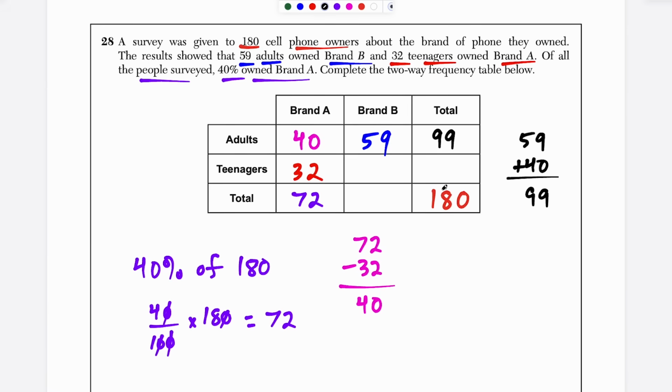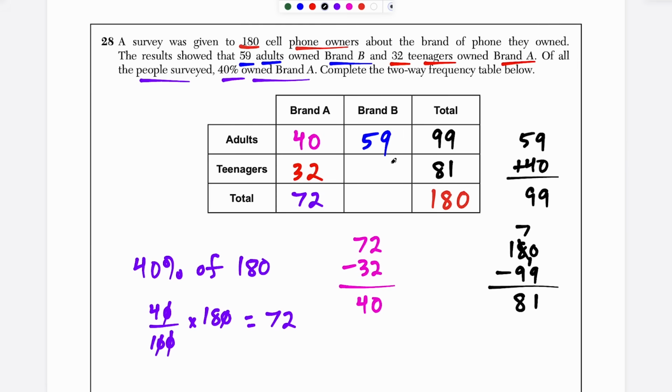And now how many teenagers in total? We could do 180 minus 99. There's a few different ways to go through with this. So we could borrow here. 10 minus 9 is 1. And then what we're doing here, 17 minus 9 is going to give us 8. So that tells us that there's 81 people here in total in the teenager section. So there's 81 teenagers.